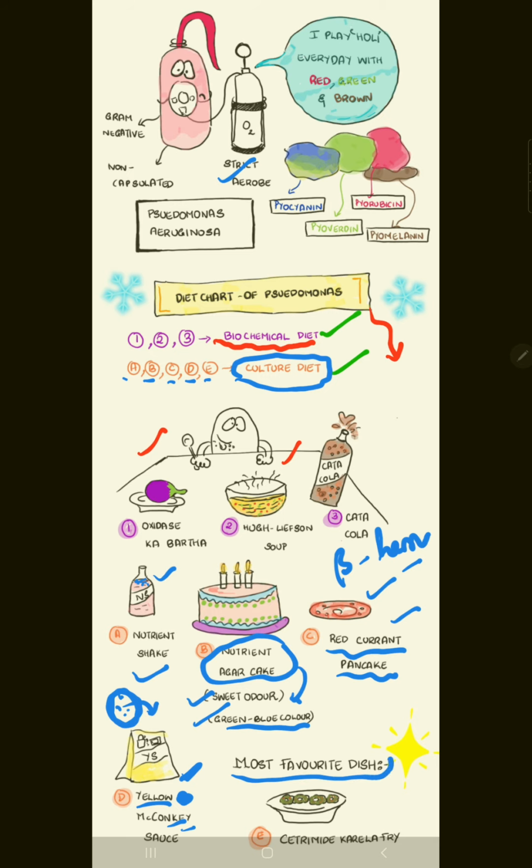And the most favorite dish, the culture diet of Pseudomonas aeruginosa, is the cetrimide karela fry. Now the cetrimide karela fry basically is nothing but the cetrimide agar. And why do we label it as the most favorite diet of Pseudomonas aeruginosa? That's because it is the selective media for Pseudomonas. That means it selectively allows the growth of Pseudomonas aeruginosa, the cetrimide agar or the cetrimide karela fry.